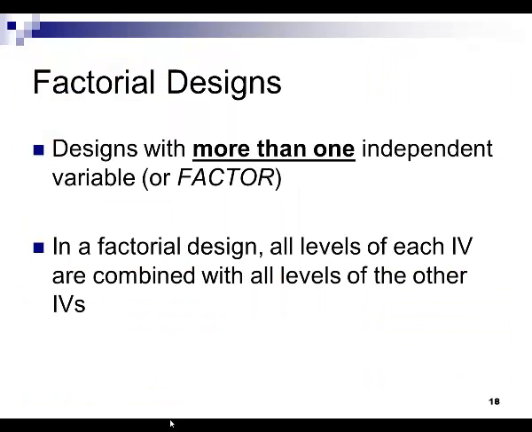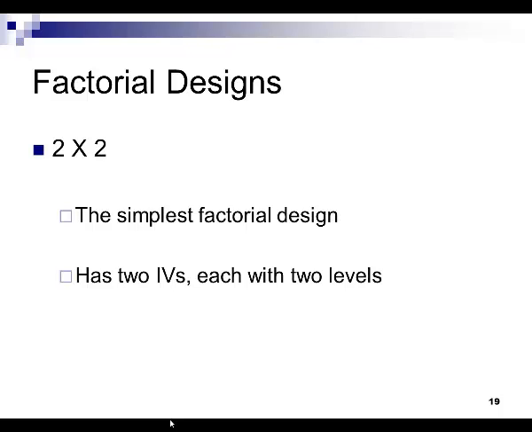So whenever you have a design with more than one independent variable, and another way of looking at an independent variable is simply to call it a factor, we have what's called a factorial design. And in a factorial design, all levels of each of the independent variables are combined with all levels of the other independent variables. So the simplest factorial design is what is called a 2 by 2. The first number here tells us that there are two independent variables, and the second one tells us that there are two levels of that independent variable.